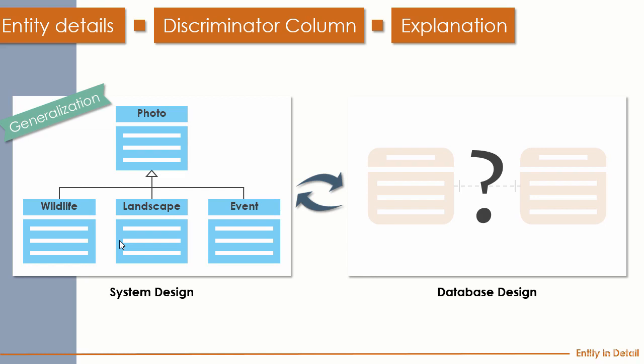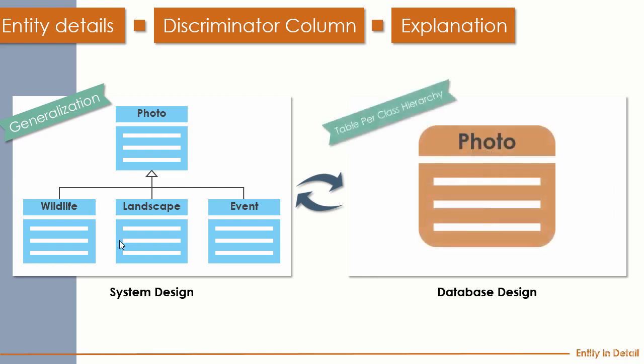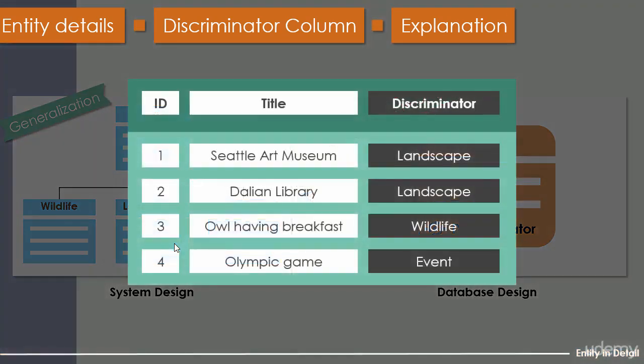We need to save this object to the database. To solve this problem, we can put all these classes into a single table called photo. So it includes all the attributes in different subclasses. And how to distinguish which object in your memory this row corresponds to? We need a discriminator column. So the idea is something like that.